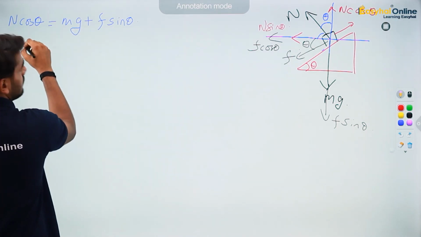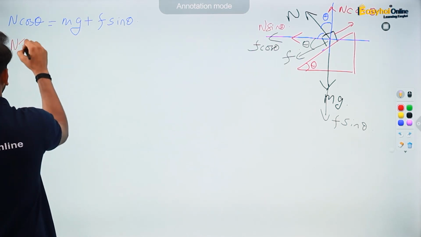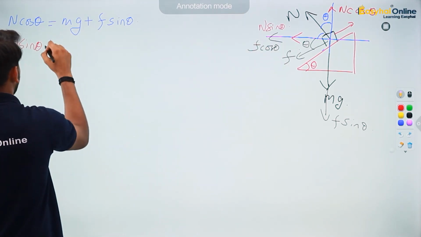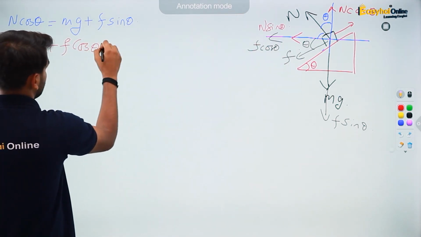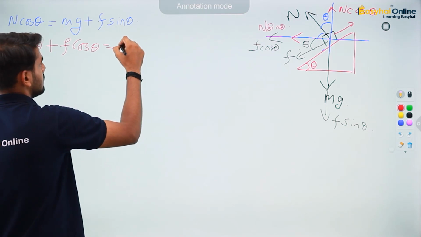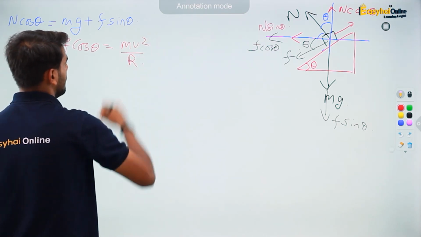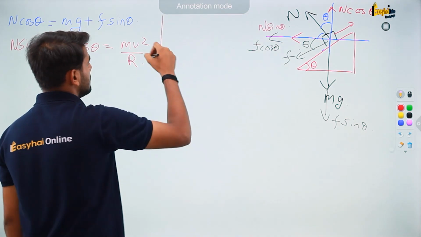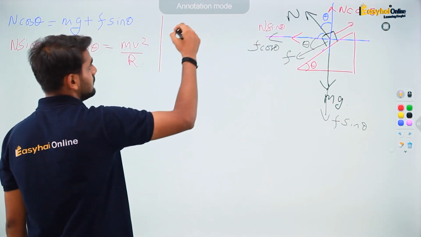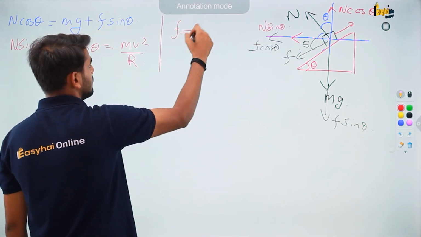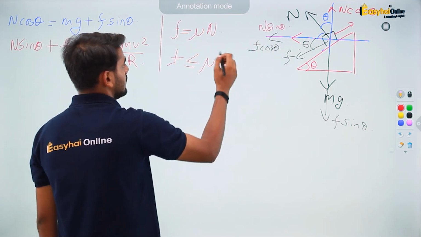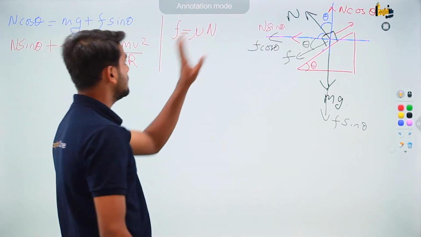So I have n sin theta, which gets added with f cos theta. These two forces in combination are equal to the centripetal force, which is equal to mv square upon r. But we understood that this is the limiting friction case in which the velocity is maximum. So for limiting friction, the friction is equal to mu times n. Ideally friction is less than or equal to mu n, but in the case of limiting friction, this is going to be equal to mu n.